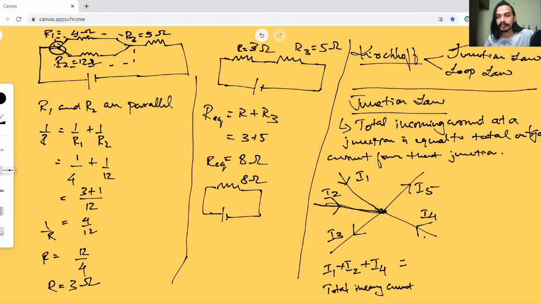He says that this will be equal to the total outgoing current. Now, total outgoing current, you will just look at it in the same way, but going in the different direction. So the opposite way, that is nothing but I3, which is going away from the junction, plus I5. So I3 and I5, if you add, you'll get the same value that you get for I1, I2 and I4 combined. Since this is an equation with variables, once you have a few values, you can solve for the unknown value also.